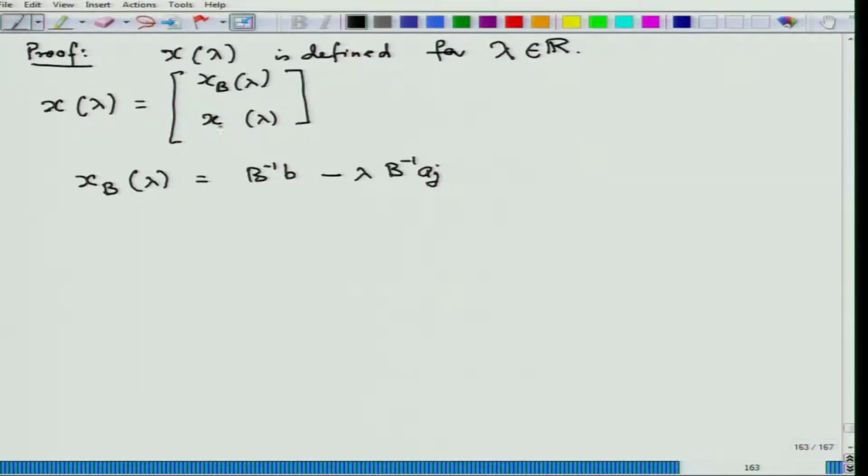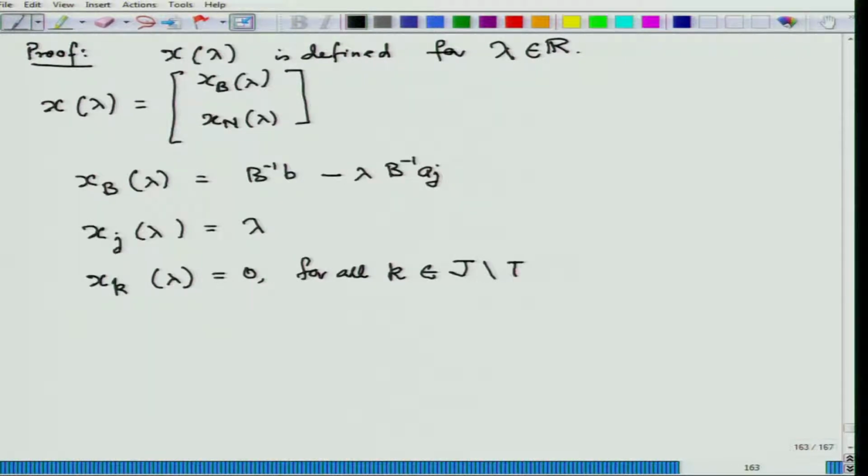So, what happens when I am in the non basic part? Then x_j lambda is equal to lambda, and x_k lambda is equal to 0 for all k in the index set J minus I_B, which is the non basic part, N basically, and k is not equal to j. For k equal to j, x_j lambda is lambda, otherwise it is 0.